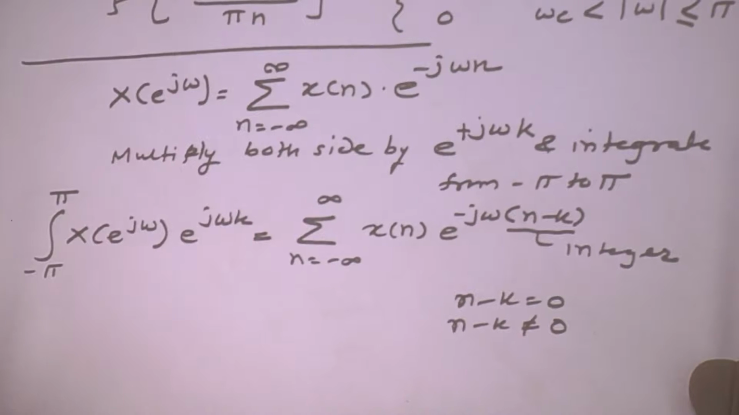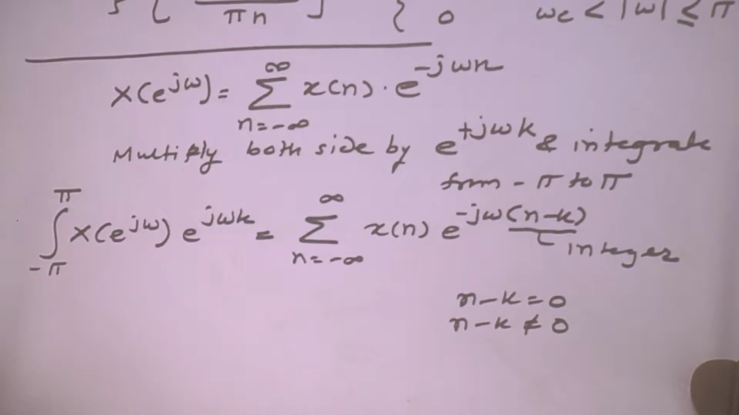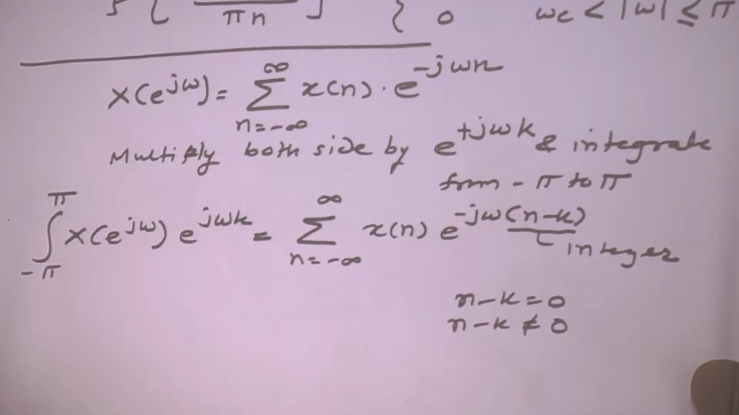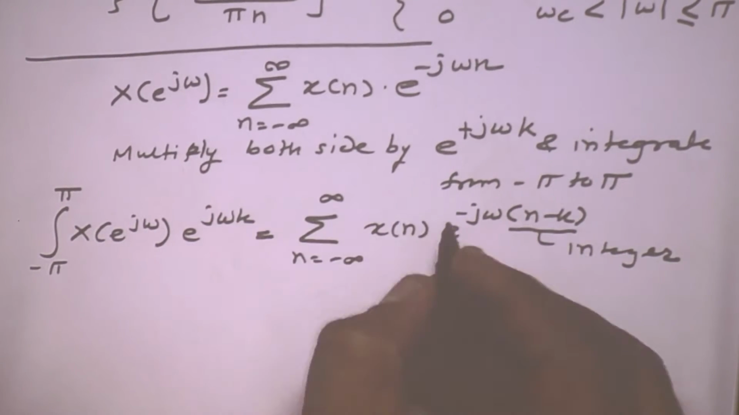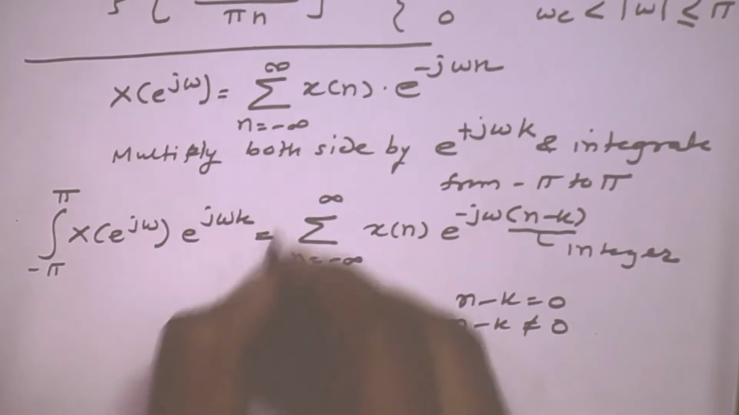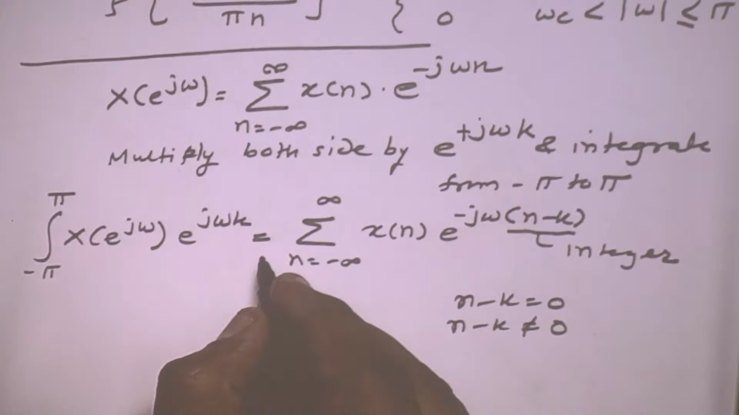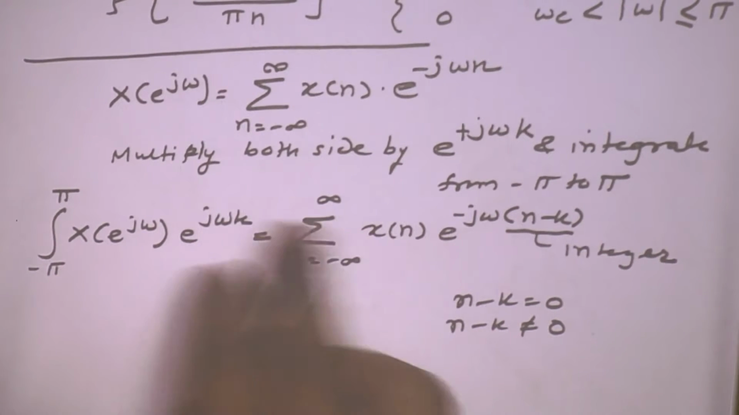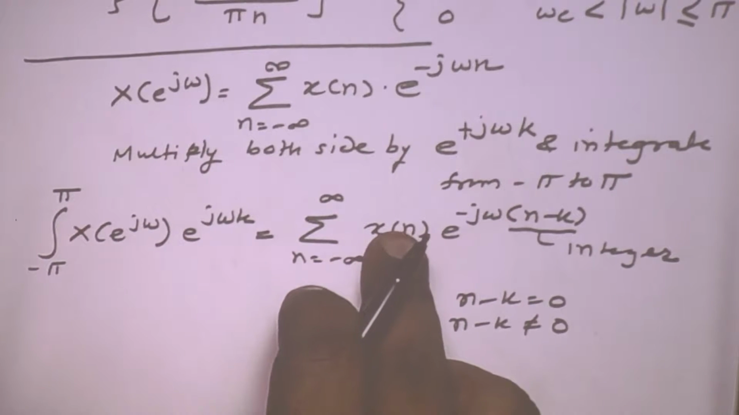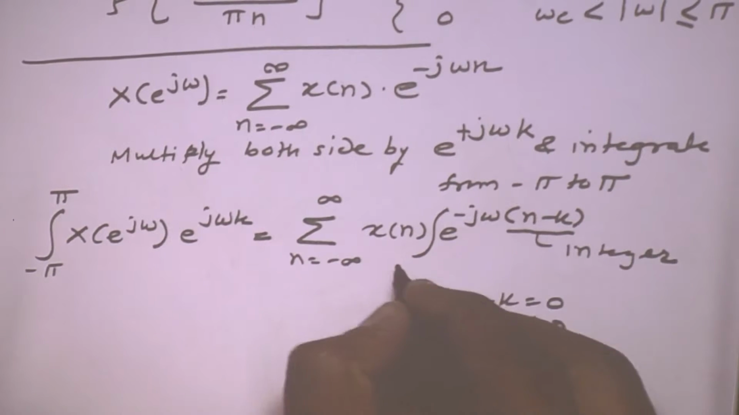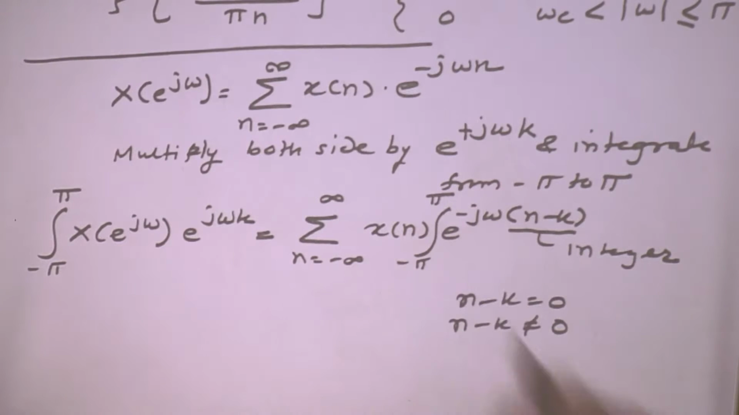Where minus pi to plus pi? I am sorry, I made a mistake. The integration of minus pi to plus pi is missing on the right hand side, which you please add. It can be added here, but I can interchange summation and integration, and x[n] is independent of that integration. So it becomes integration minus pi to plus pi.